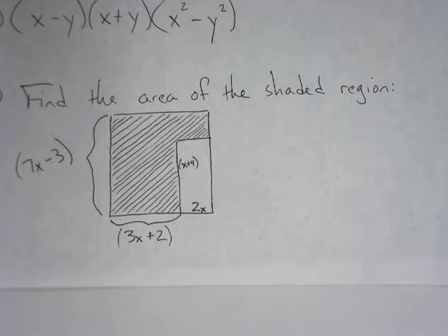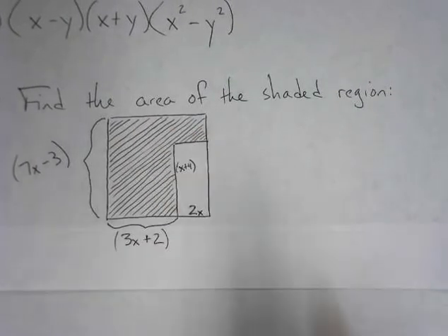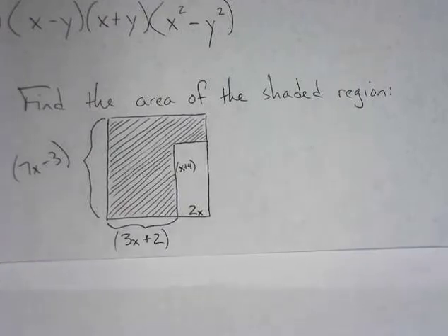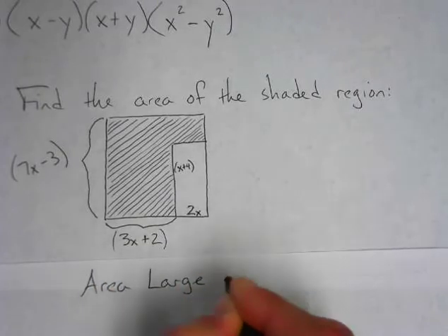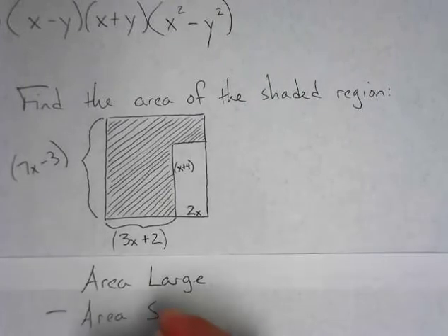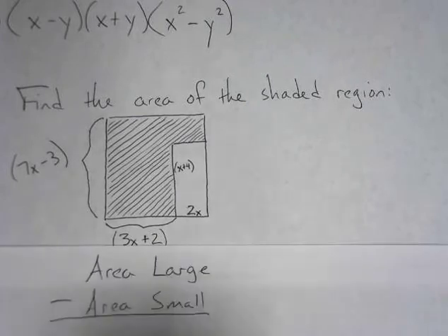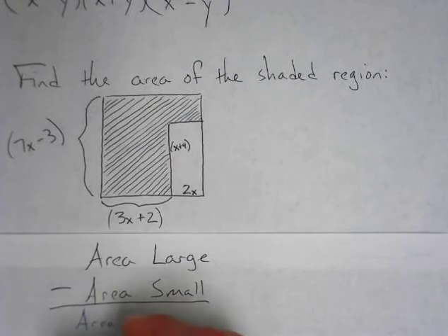So we see a large rectangular figure that has certain polynomial dimensions and a smaller rectangular figure with polynomial dimensions. How would I find the area of the shaded region? Well, it's very simple. It's understanding the concept of a missing piece. So if I found the area of the large rectangle and I subtract the area of the small rectangle, you know what I would end up with? I would end up with the area of the shaded region. Isn't that cool?